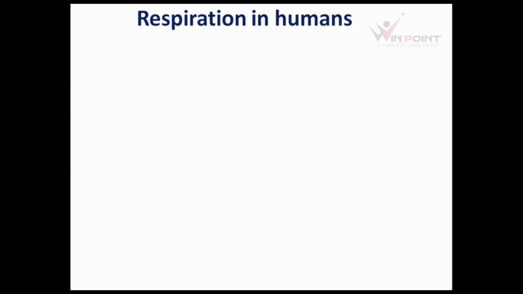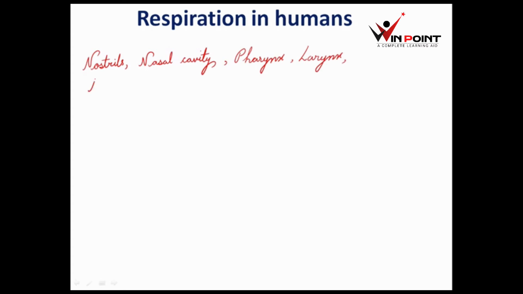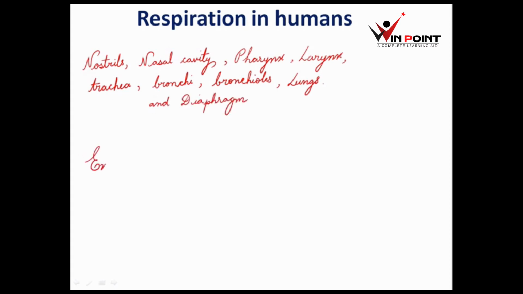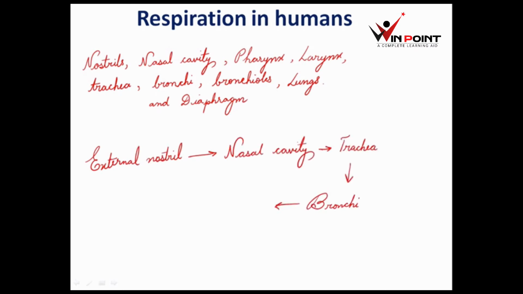Respiration in humans. The main organs of the respiratory system in human beings begin with nostrils, nasal cavity, pharynx, larynx, trachea, bronchi, bronchioles, lungs and diaphragm. The respiration process starts from the external nostril. The air reaches the nasal cavity, it moves to the trachea, it reaches the bronchi, bronchi to bronchioles, and at last it reaches the alveoli.